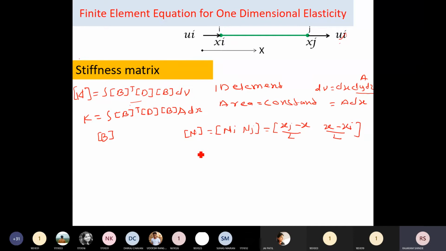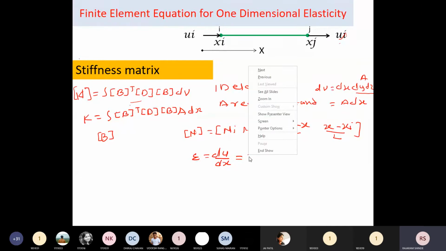Now for B matrix, we need the proper differentiation of the shape function. Now you know the strain equation. Strain is equal to du by dx for one dimensional problem. Now when we replace u by the product of N into u, you will get d N by dx into u matrix. This is your u matrix.